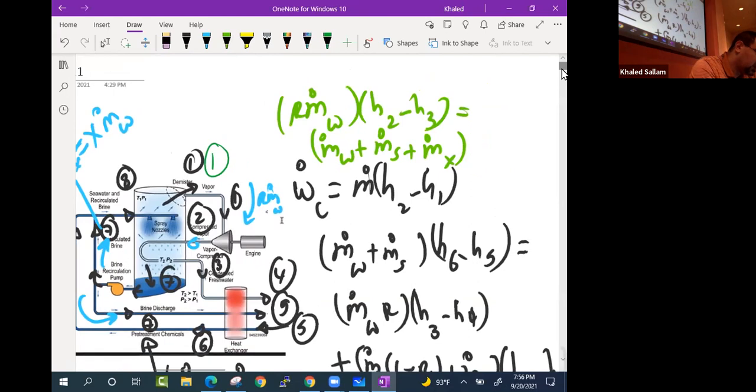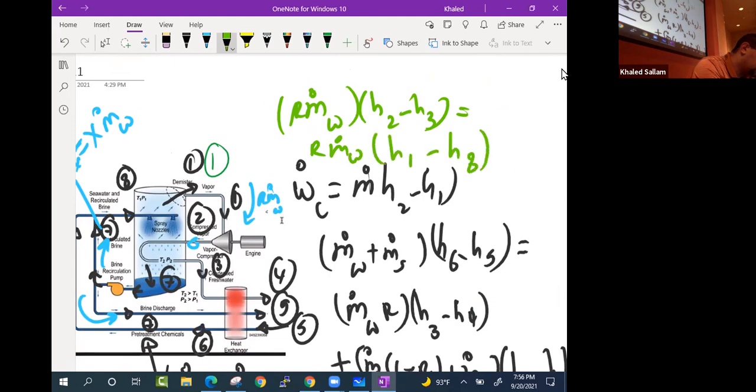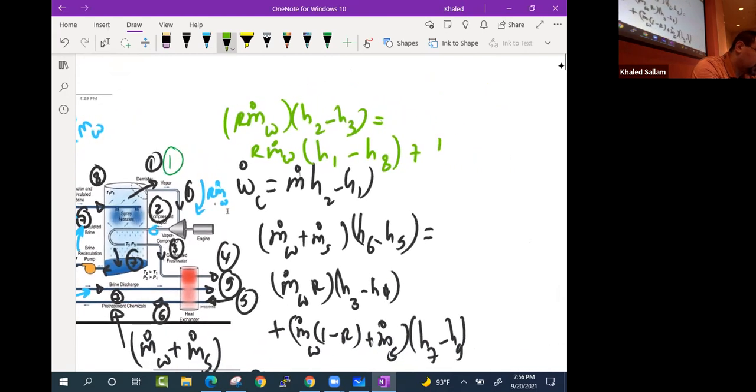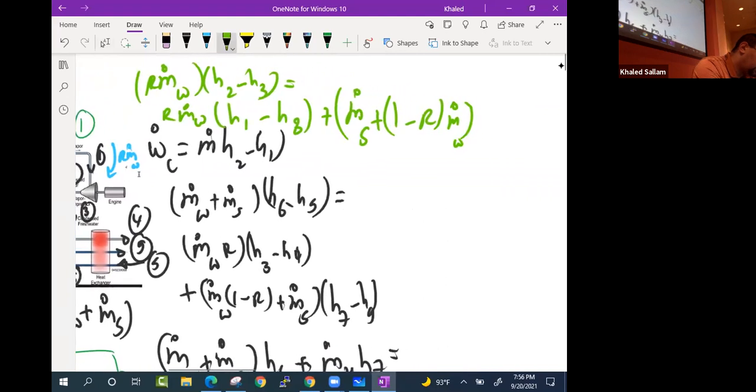So actually for this, let's just take 2 parts. Let's say that the part that's 1 is R m dot water, and this gets multiplied by H1 minus H8. And the other part, which is what will fall down, that is m dot salt plus 1 minus R, m dot water. This guy got heated from H7 minus H8.